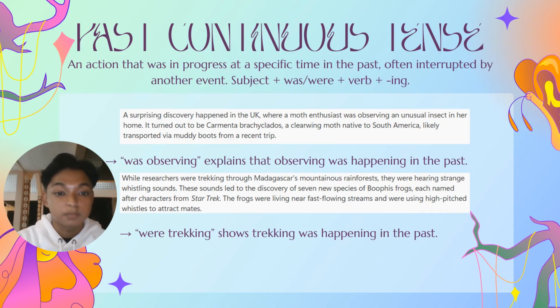Look at these examples. Scientists were trekking through the rainforest when they found a new species. The trekking was the ongoing action that was happening when the discovery occurred. The researcher was observing bird behavior and noticed something unusual. Again, was observing described the continuous action that provided the context for the discovery.